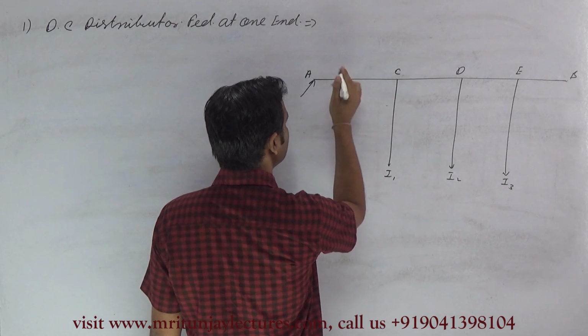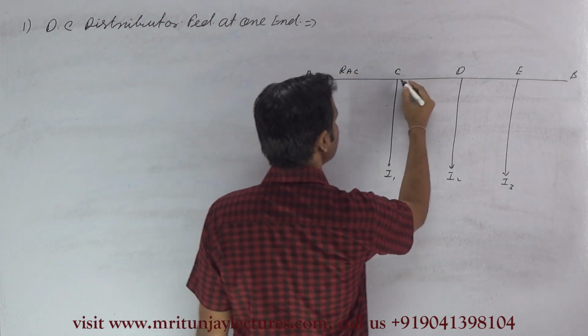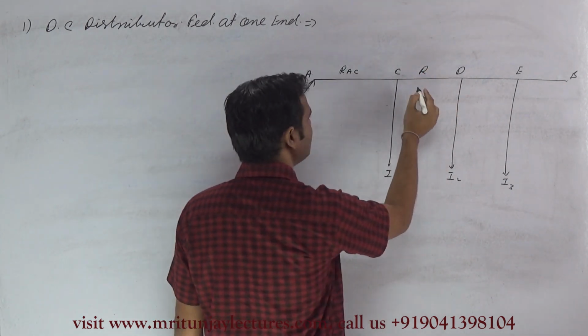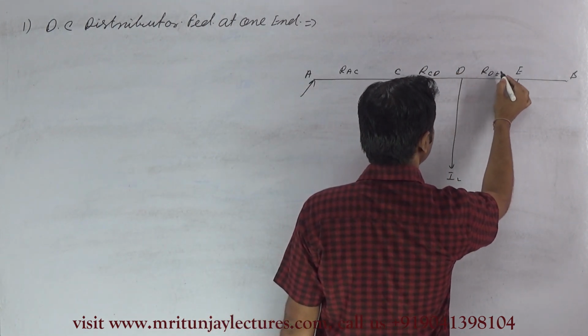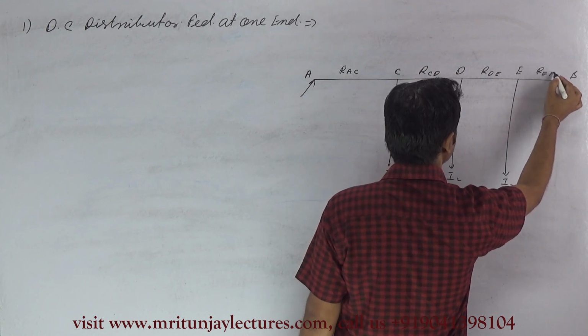What is the meaning of this? The resistance corresponding to this portion is R of AC. The resistance corresponding to this portion is R of CD. The resistance corresponding to this one is R of DE. The resistance corresponding to this one is R of EB.